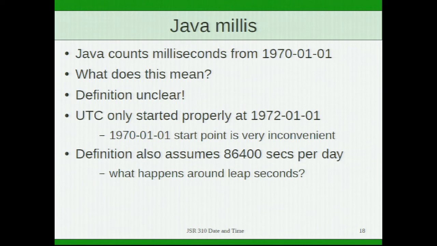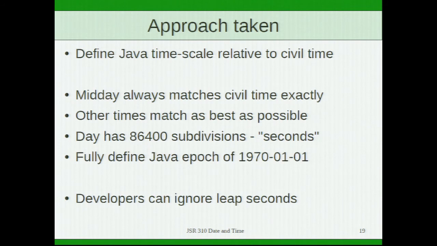Well, basically, when I say it only started properly, the scientists defined what UTC meant in 1972. Now, they actually defined it before 1972, but the definition before 1972 was even weirder. They added in tenths of seconds and seconds that weren't a second long. Trust me, you don't want to know before 1972. That's even worse. So we've taken an approach. So we're defining a Java timescale.